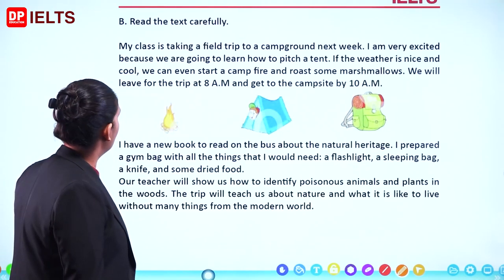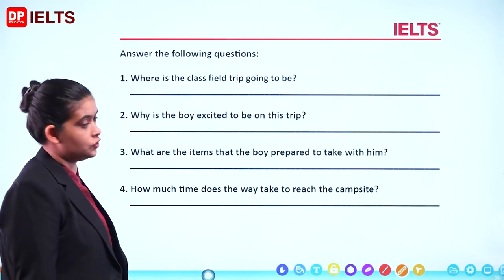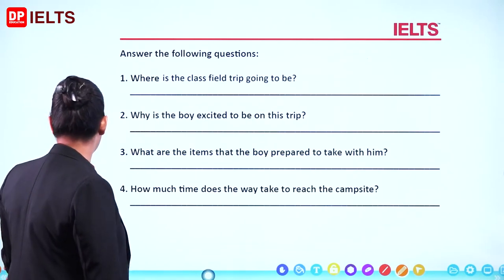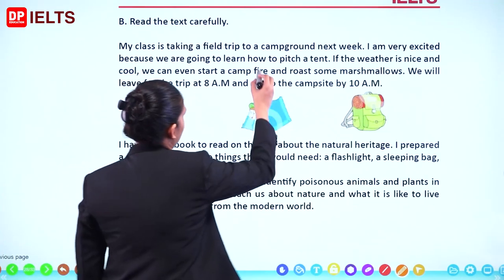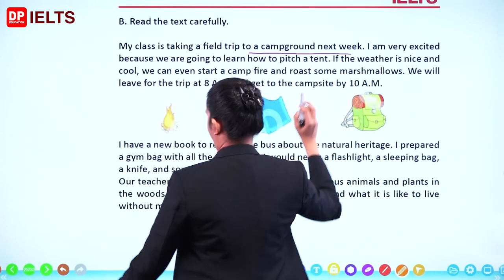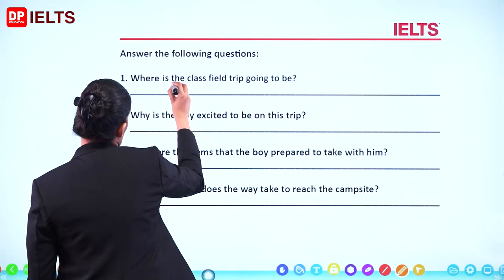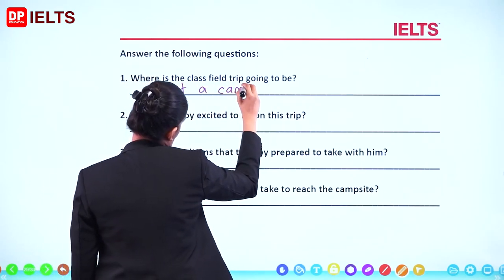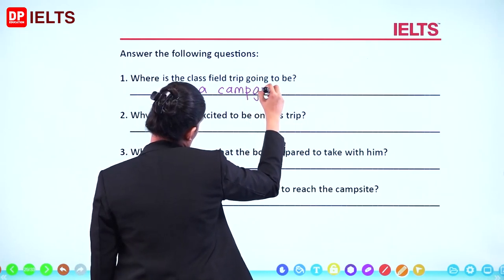Alright, so moving on to the questions. Where is the class field trip going to be? So where is it going to be? It's going to be at a campground.